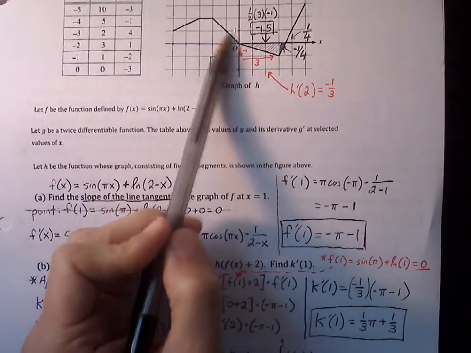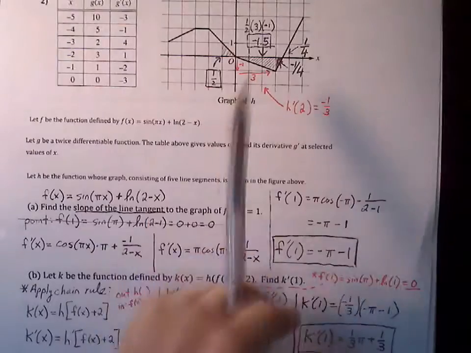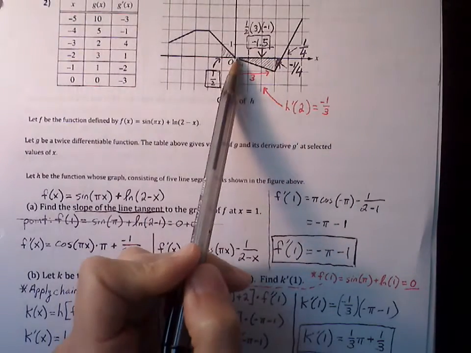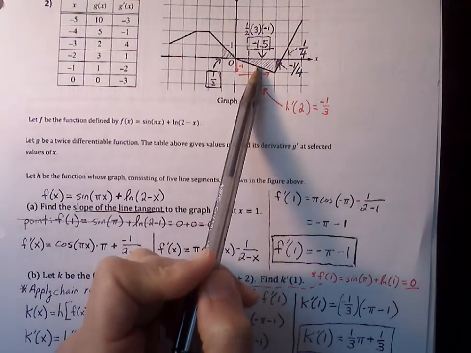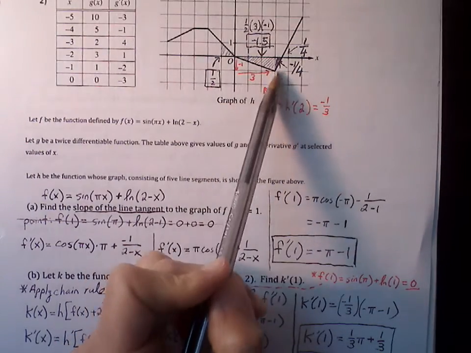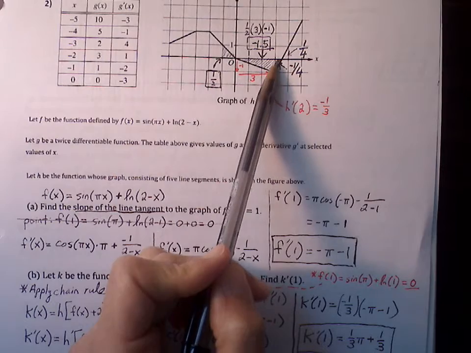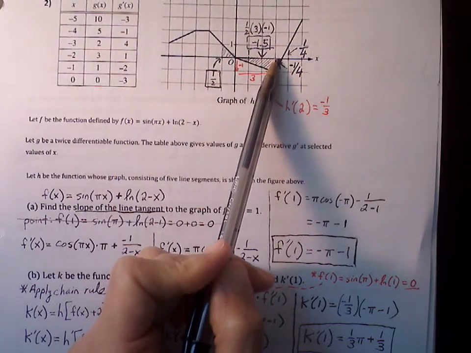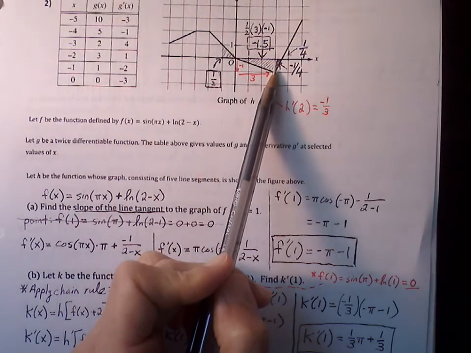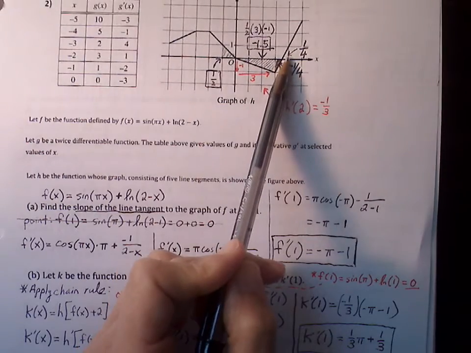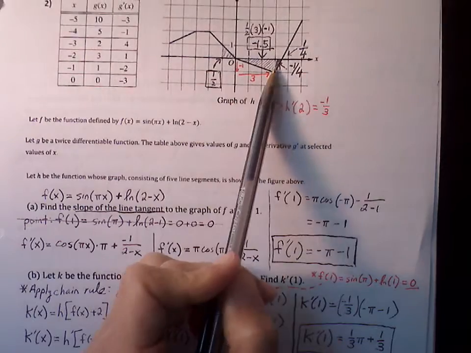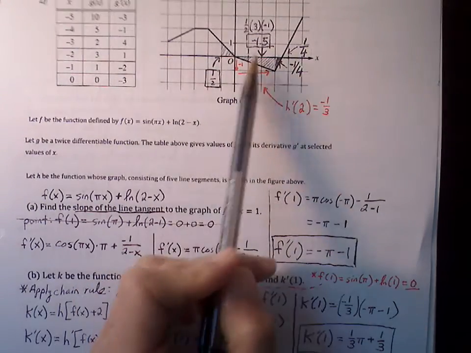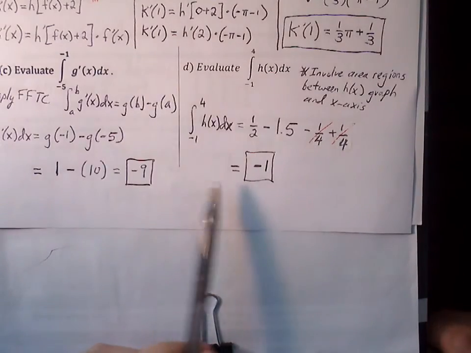So 1/2 base times height, we get 1/2. 1/2 base times height for this triangle here, that's 1/2 times 3 times negative 1. We know this is going to be a negative region here, so negative 1.5. This is a really small triangle, 1/2 times 1/2 times 1, so that's going to be negative 1/4. And this is equivalent, except it's positive, so negative 1/4 and positive 1/4 are going to cancel each other out. We're just left with 1/2 minus 1.5, and that's going to reduce down to negative 1.